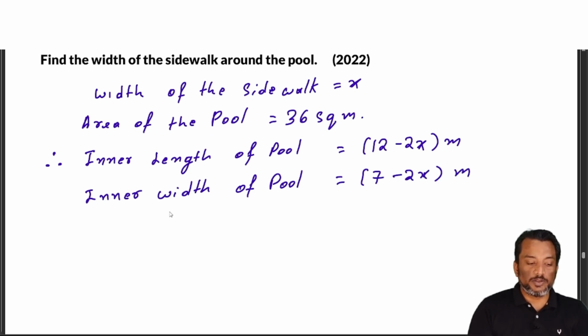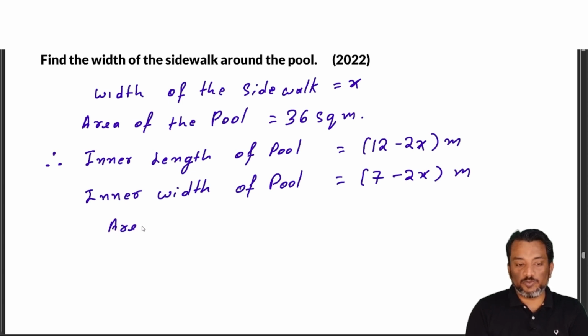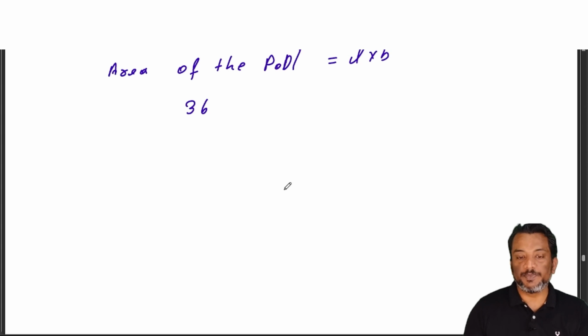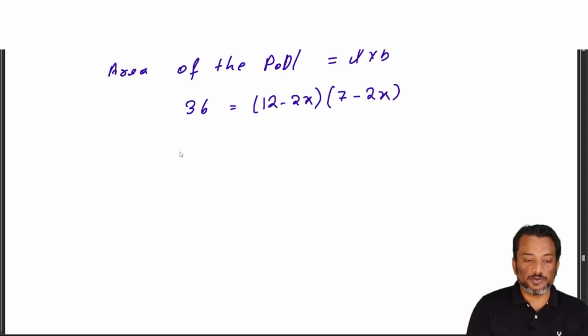Okay, now area of the pool is equal to how much? Area of the pool is equal to L times B. So we have already been given the area, 36, and the new length and width give us 12 minus 2x times 7 minus 2x. Okay, so now you can solve this one.